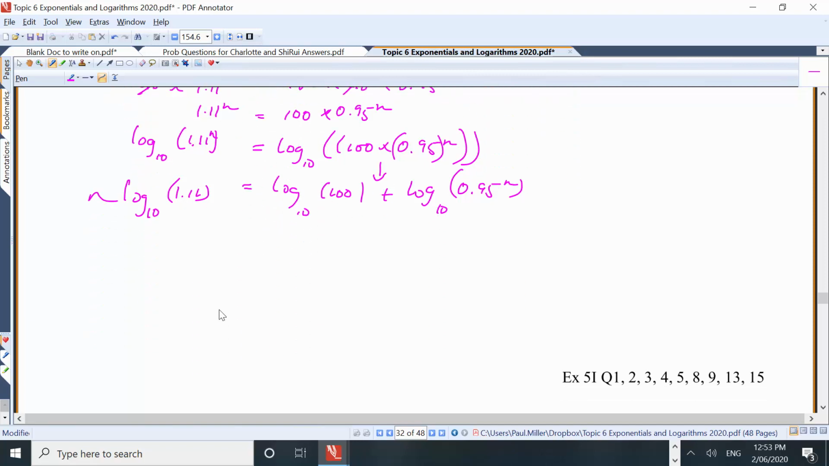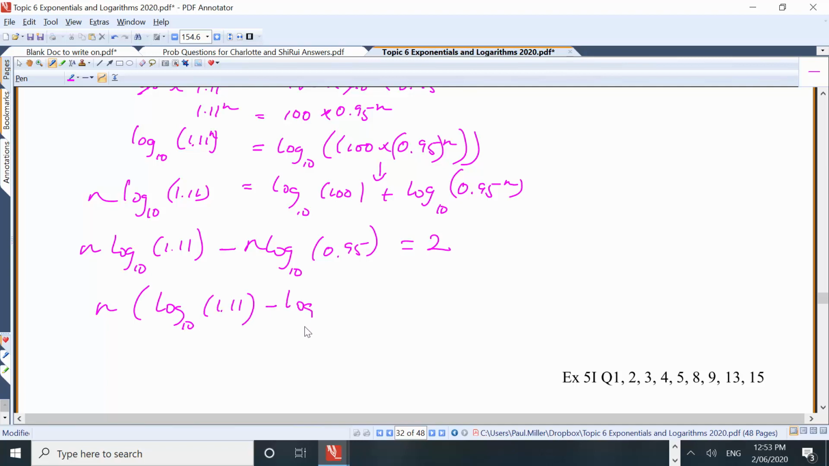Well, let's keep processing this. So this is n log 10 1.11. Take away, so I'm going to do two moves at once here. I'm going to rewrite this as n log 10 0.95 and subtract it at the same time. So it's n log 10 0.95 equals, now log 10 100 is just 2. All right, now let's factor out the n, and I've got n times log 10 1.11 take away log 10 0.95 equals 2.